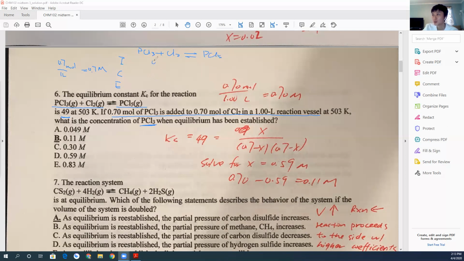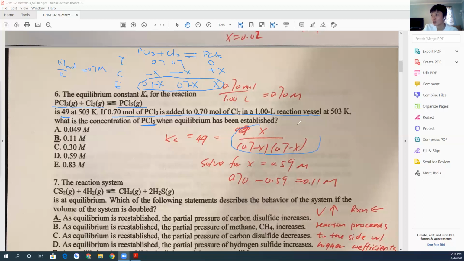Right, so they're both 0.7, and the concentration of products is 0. So it's minus x for the reactants, and plus x for the product. So the equilibrium concentrations become 0.7 minus x, 0.7 minus x, and x. You plug these three equilibrium concentrations into the expression for Kc.